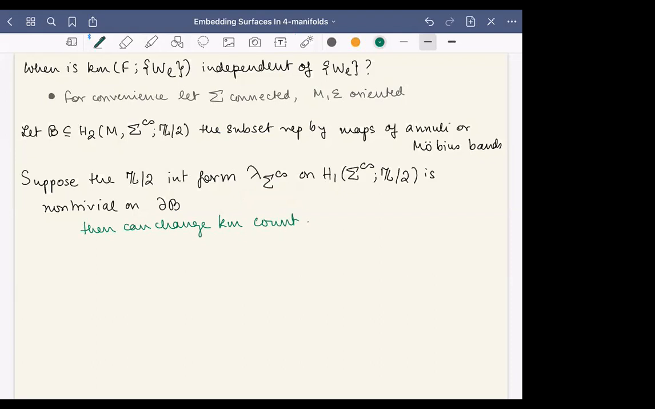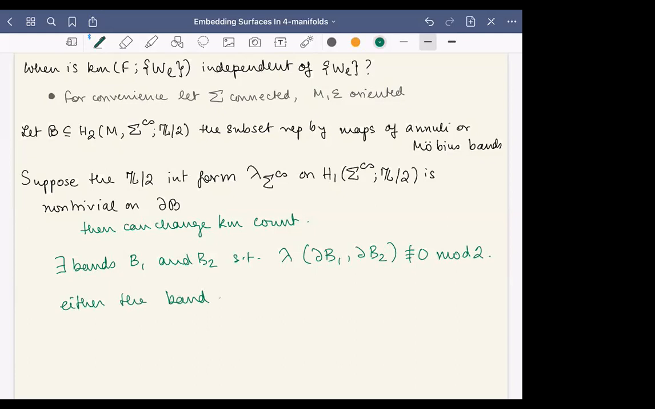Basically, the point is that the non-triviality means that there exist bands B1 and B2 such that the intersection of the boundaries is not equal to 0 mod 2. So here's what you do. Either the band finger move on B1, B2, or both, one of these will change the Kervaire-Milnor count. So either doing it on B1 will suffice or on B2, but if both of them don't work, then you do both of them.